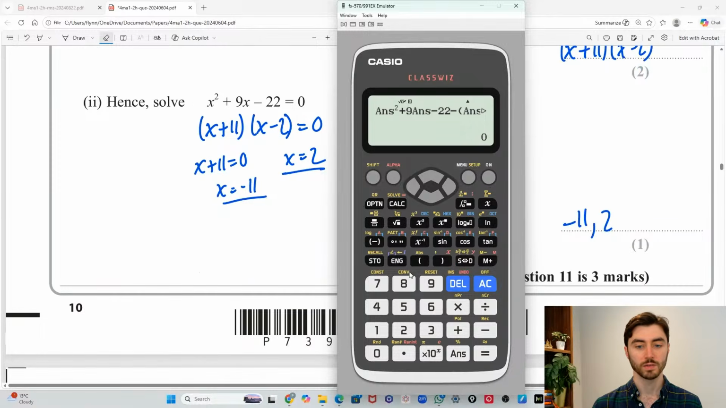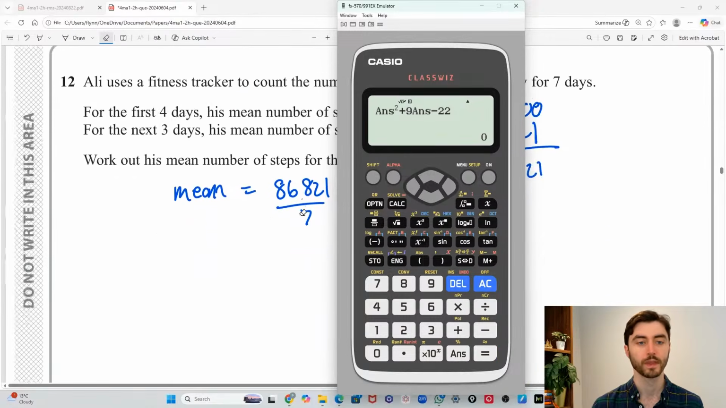Hence solve this equation. Well, let's just plug in both answers. So answer squared plus 9 answer minus 22 should give me 0, which it does. And for the second answer, answer squared plus 9 answer minus 22 equals 0, which it does.